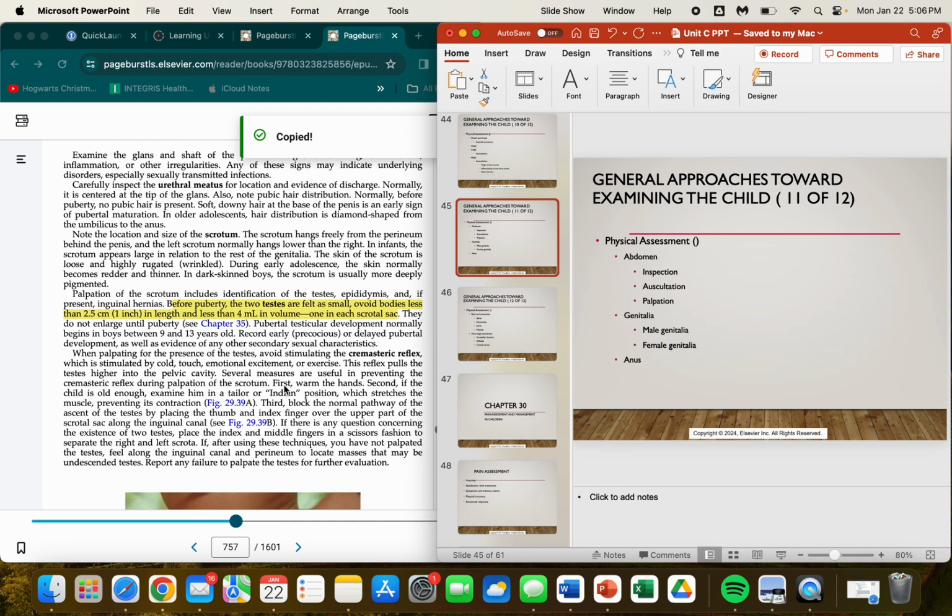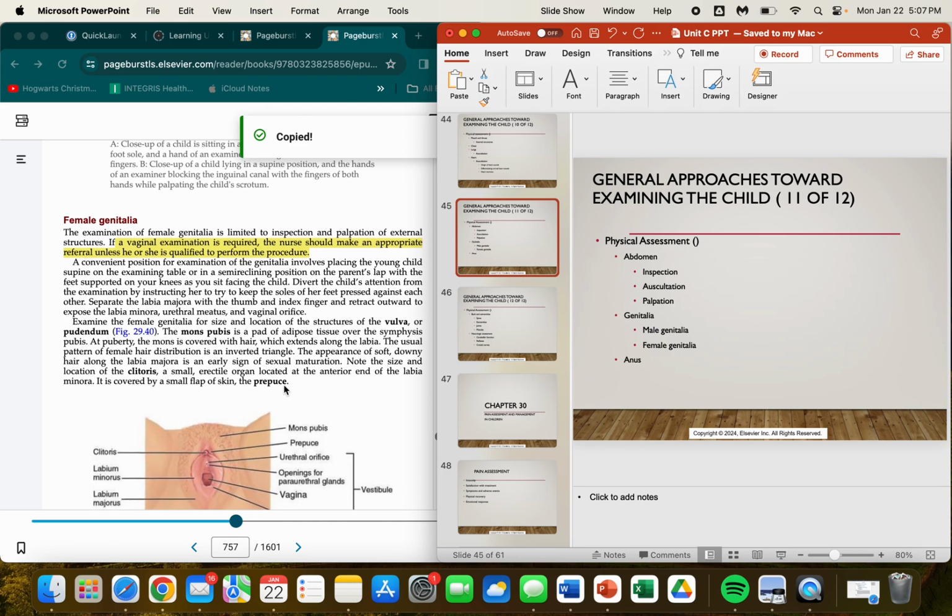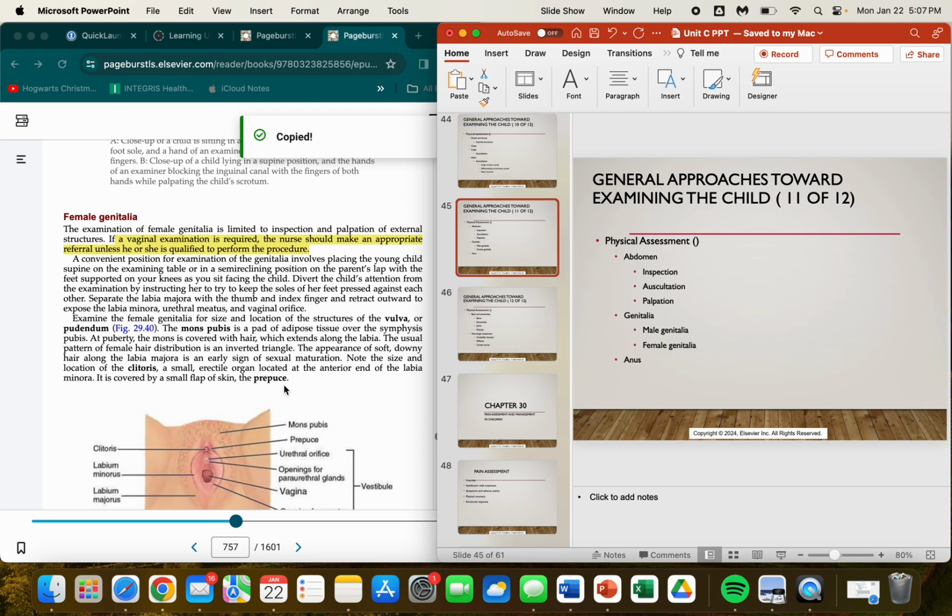Make sure their testes are descending, like if they're having a physical, to ensure that there's no hernia, no abnormalities within that. And then in female genitalia, vaginal exams can only be performed by a qualified provider. Typically that's an advanced practice provider.